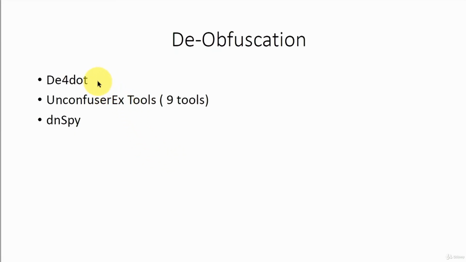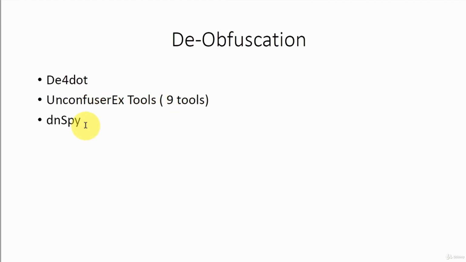And de4dot is the first tool that we use when we're trying to deobfuscate an obfuscated .NET program. Another tool is UnConfuserEx tools, but this is a collection of toolkits comprising about 9 tools. Now we need to use UnConfuserEx tools because those programs which are protected with ConfuserEx cannot be unpacked with de4dot. That is why we need to use a collection of tools.